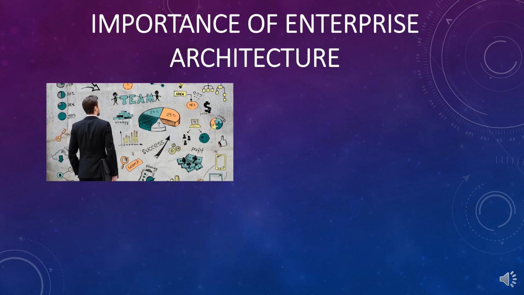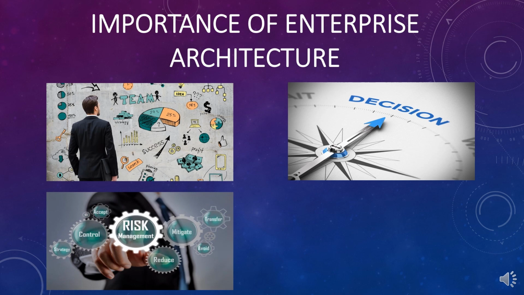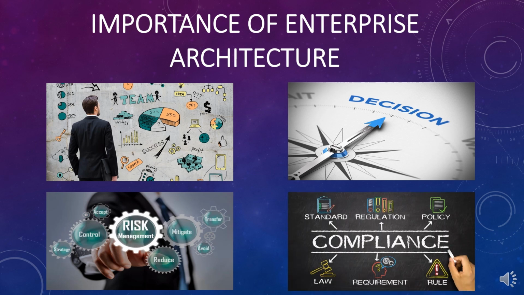Strategic alignment. It aligns business goals with IT infrastructure and other IT solutions, ensuring all technology investments support business objectives. Decision making. It provides a clear understanding of the org structure, aiding in informed decision making. Risk management helps identify and manage risks associated with IT investments. And finally, compliance. Ensure adherence to regulatory requirements and internal governance standards.